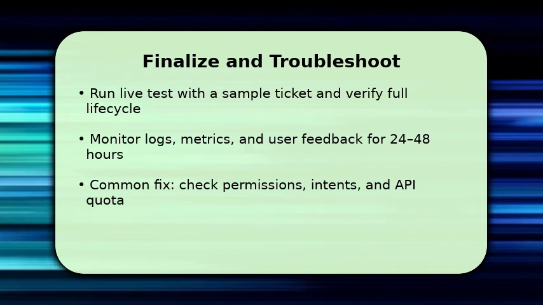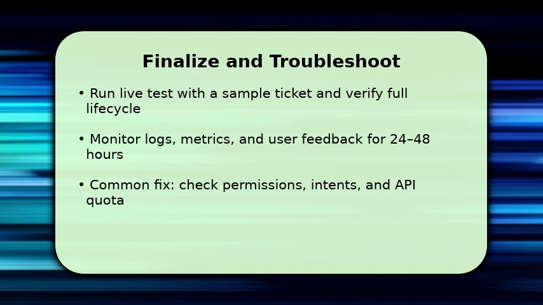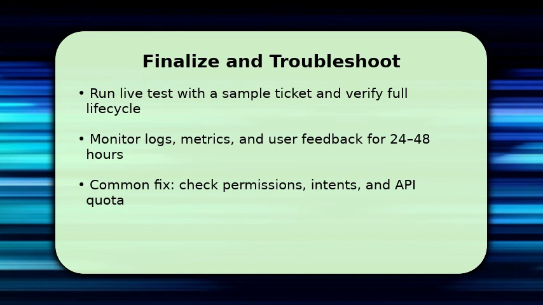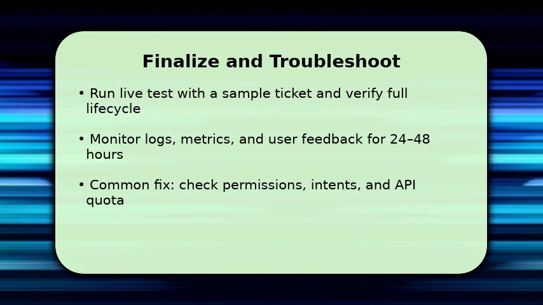If things go wrong, the first troubleshooting step is to recheck permissions, intents, and API quota because most failures stem from access or rate limits. Finally, iterate rule tweaks and redeploy when tests pass to ensure stable operation.